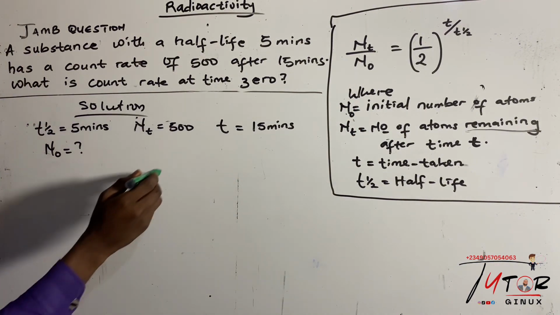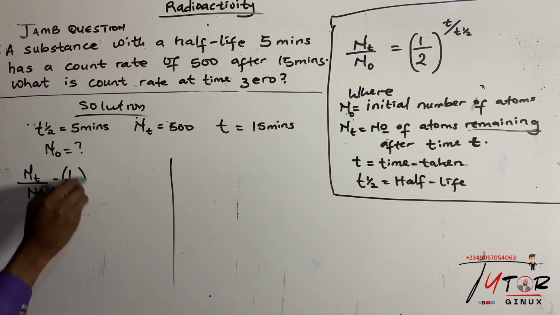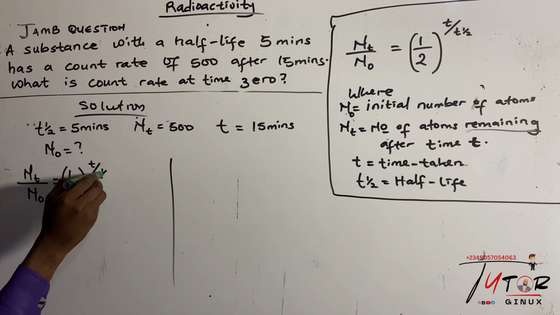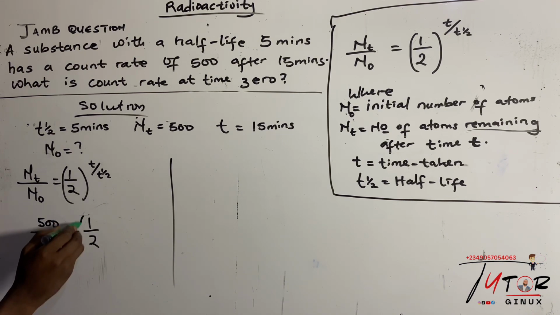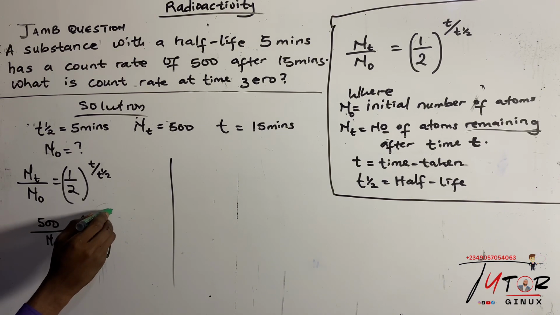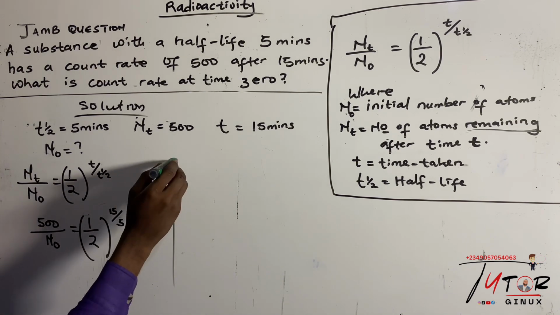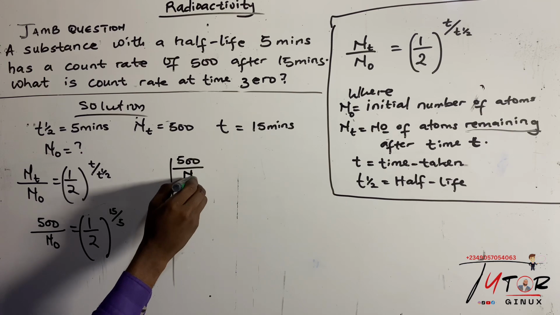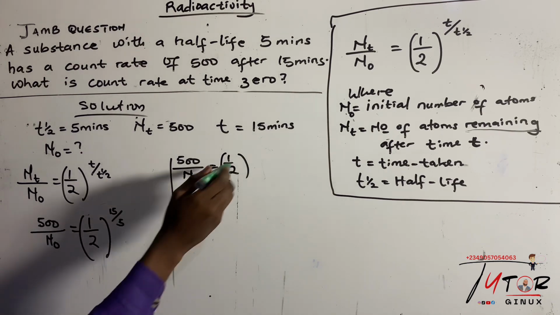So let's make use of the formula now. Nt over N naught is equal to 1 over 2 raised to power t over T half. Nt is 500. N naught is unknown. T is 15. T half is 5. So let's just solve the question. 500 over N naught is equal to 1 over 2 raised to power 15 divided by 5, which is 3.